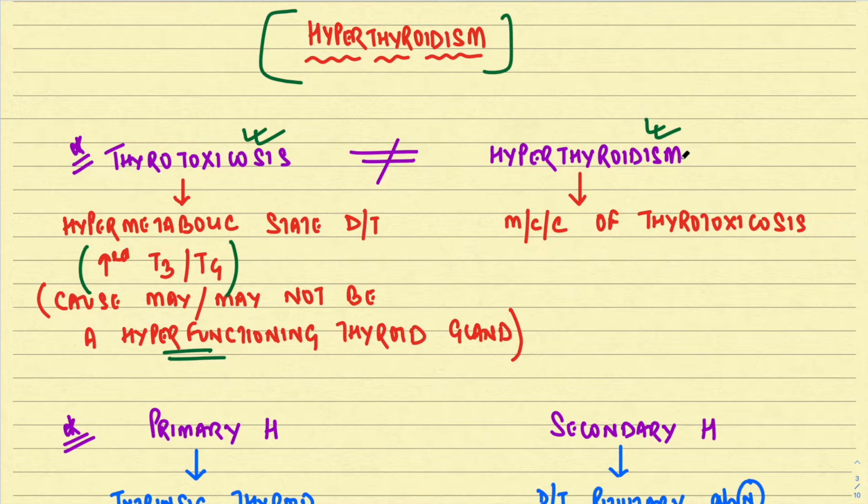Okay, so hyperthyroidism is not the same as thyrotoxicosis, and hyperthyroidism is basically the most common cause of thyrotoxicosis. It is one of the causes of thyrotoxicosis. Now, thyrotoxicosis can have many other causes, which we will discuss later on.